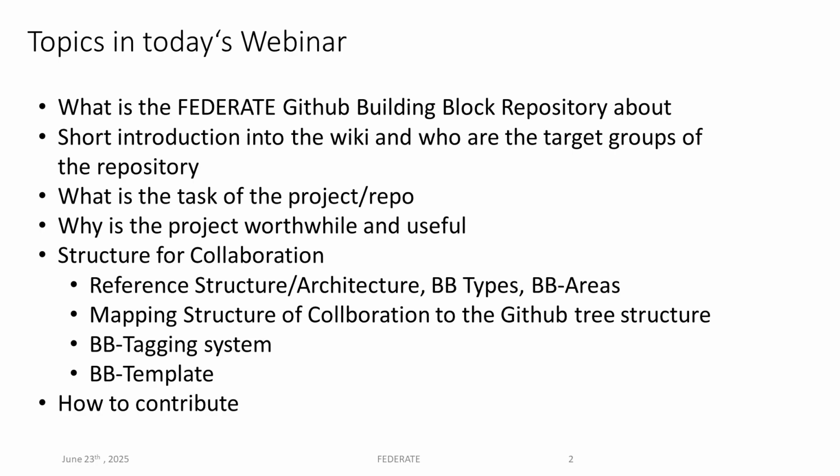Then we will go through the structure of collaboration, which we have seen in the last webinar. And we will talk a bit about the structure, the architecture, building block types and areas. We will see how we can map this structure of collaboration to the GitHub tree structure. Then we will see something about the building block tagging system and the building block template. And last but not least, we will show you how to contribute to this GitHub repo.